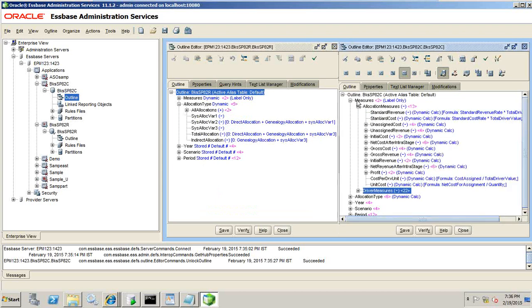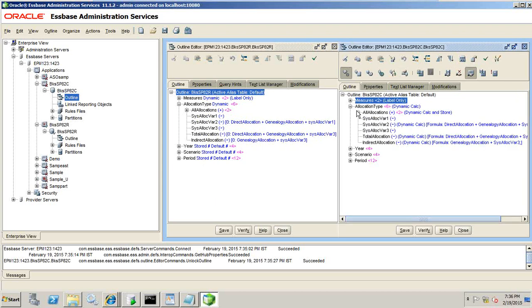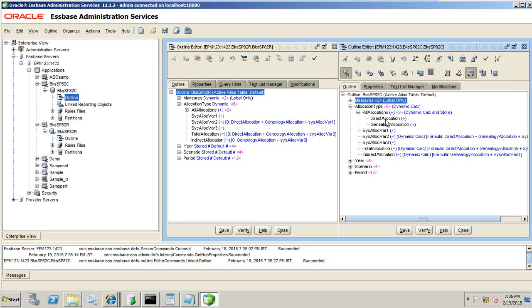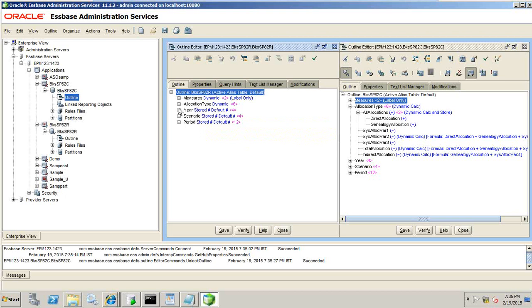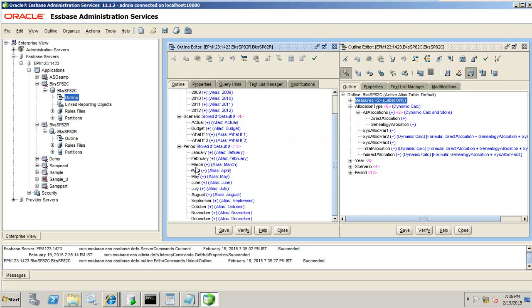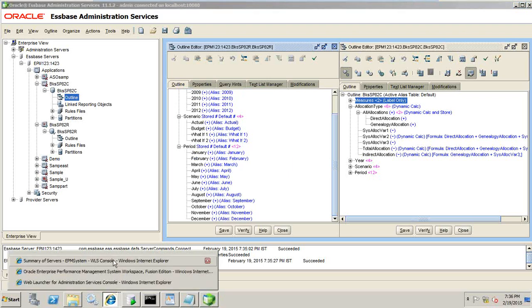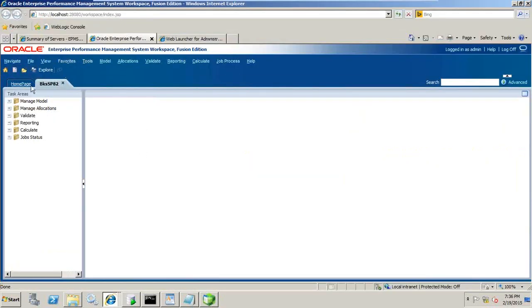Then we have different kinds of allocation. The system defined measures, system defined dimension or allocation type. So we have direct allocation, and we will learn in a subsequent session what general logic allocation is. Then we have system allocation 1, 2, 3 variables, total allocation, indirect allocation. We in turn have a point of view. As I said, you have year, scenario, and period. In addition to this, when you look at the browser based interface, this is how it looks.